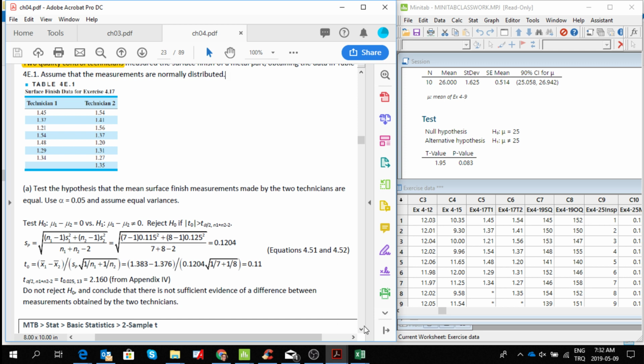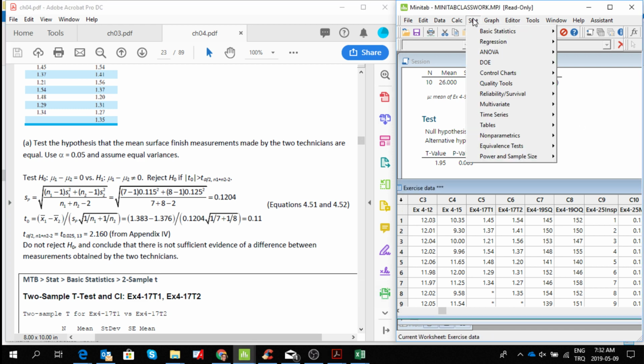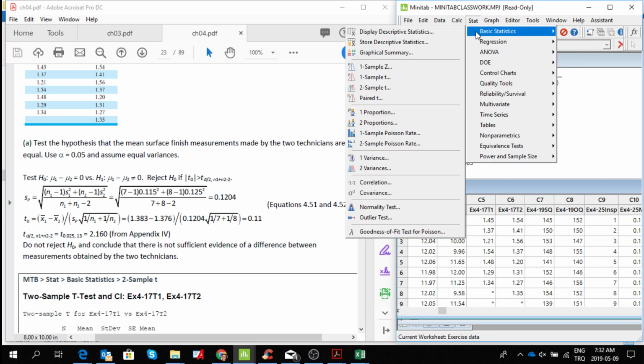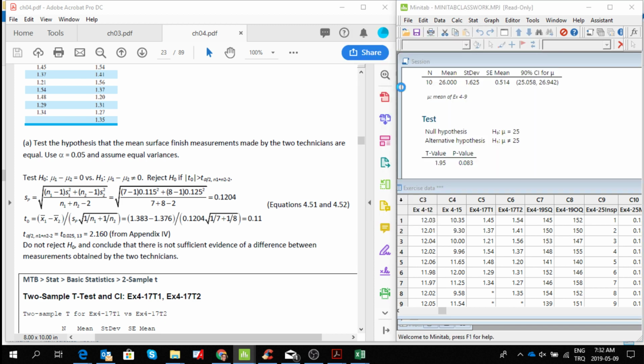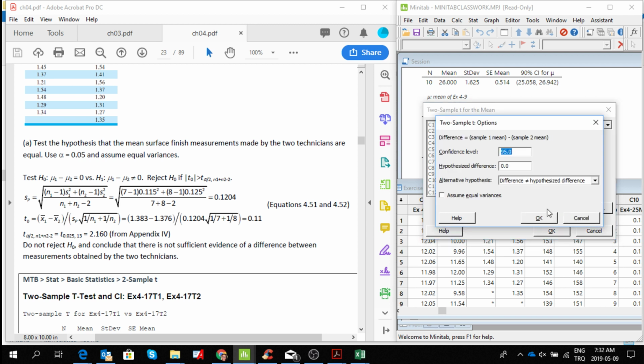Now we are going to do this on Minitab. On Minitab we do this as follows. We go to Stat, Basic Statistics, and then we choose 2-Sample t. There are options like both samples are in one column. That's not the case in our case. Each sample is its own column. That's the case for us. So for sample 1 we select this, and for sample 2 we select this. Then we check the options.